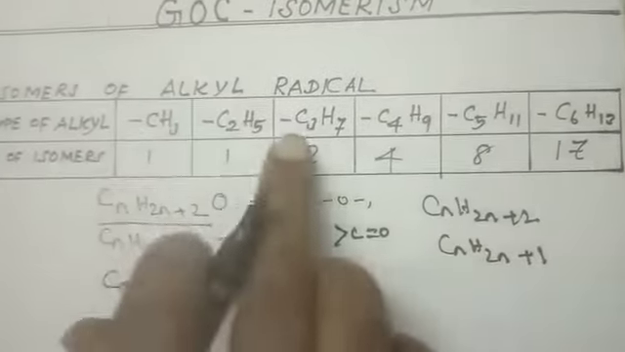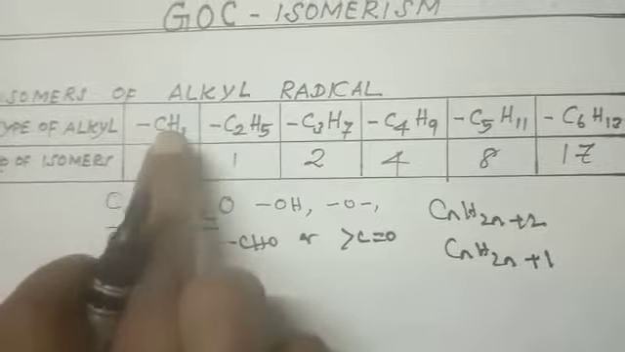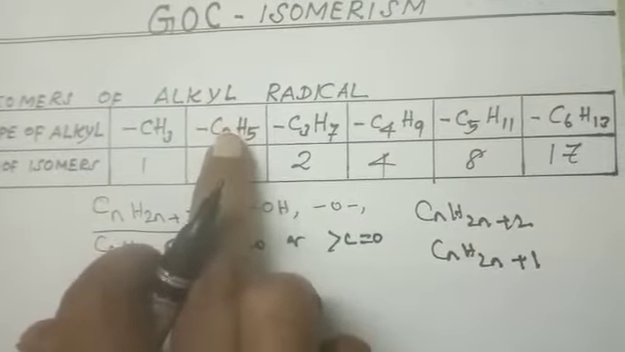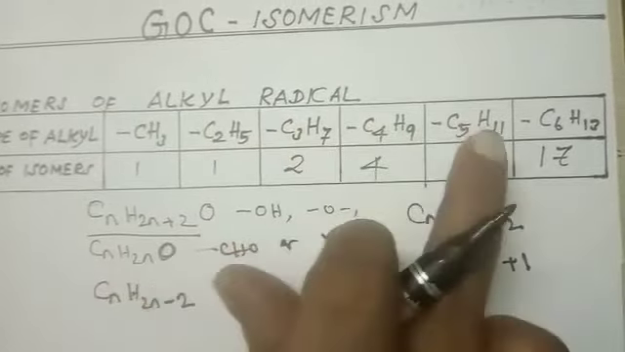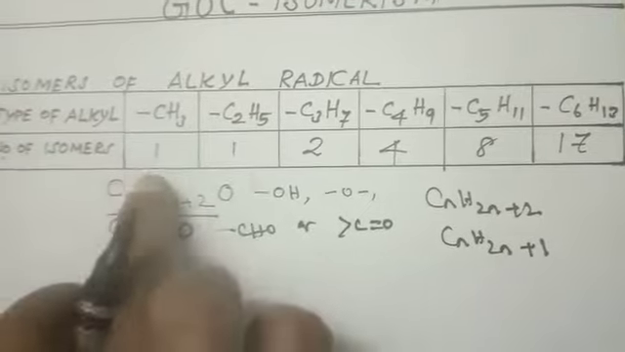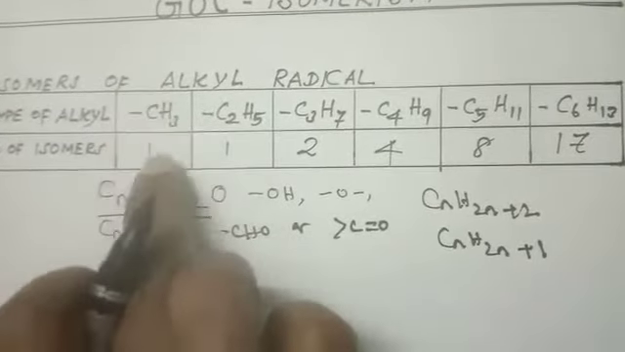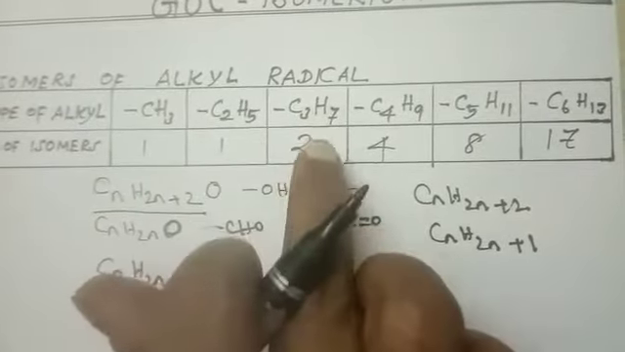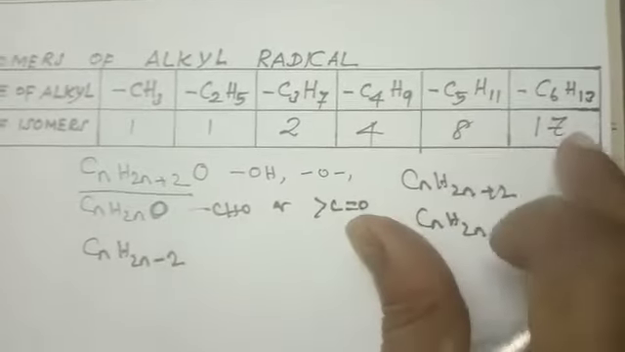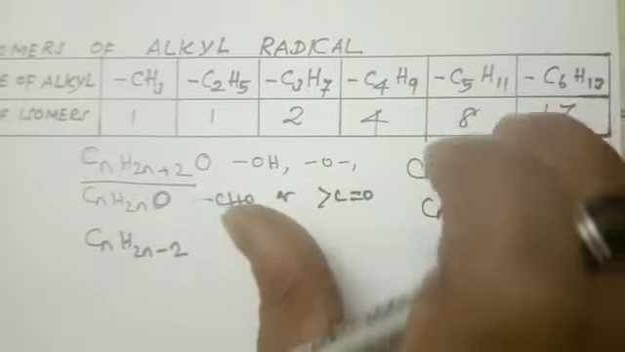The list to study is: methane minus 1 hydrogen gives methyl, ethane minus 1 hydrogen gives ethyl, then propyl, butyl, pentyl, hexyl. The number of isomers: methyl 1, ethyl 1, propyl 2, butyl 4, and pentyl 8. This is the information.